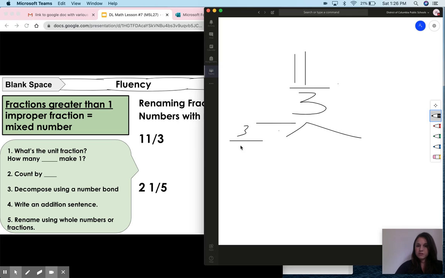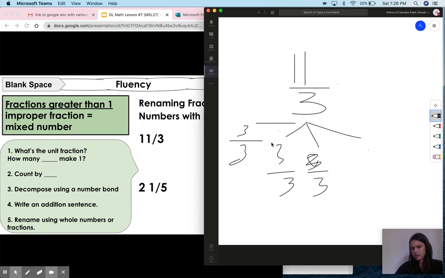1, there's 3/3. 2, there's another 3/3. How many thirds is that all together? Count by threes. 3/3, 6/3. We're almost there. Can we get another one? Yep. Another 3/3 pulled out would be 9/3. Can we pull out another one? Good. No, we can't, because how much would that be? Good. 12/3. So we've got to stop there.